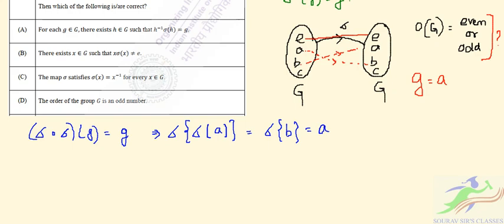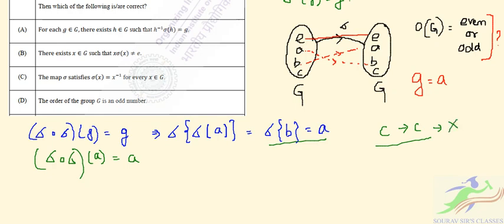So the main thing is that if sigma composite sigma of g is equal to g, then sigma composite sigma of A should be equal to A. From here you can get that A is mapping onto B and B onto A, so we can say that it is possible. Now we have to check whether C can map onto C. It is not possible, you cannot just map C onto C.